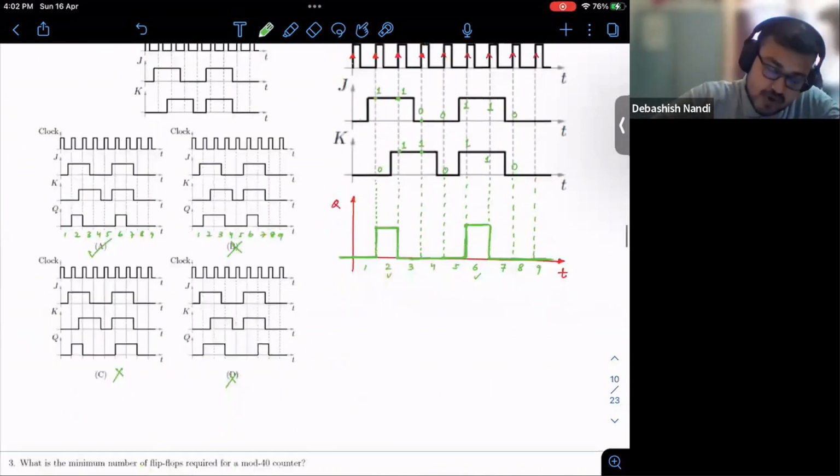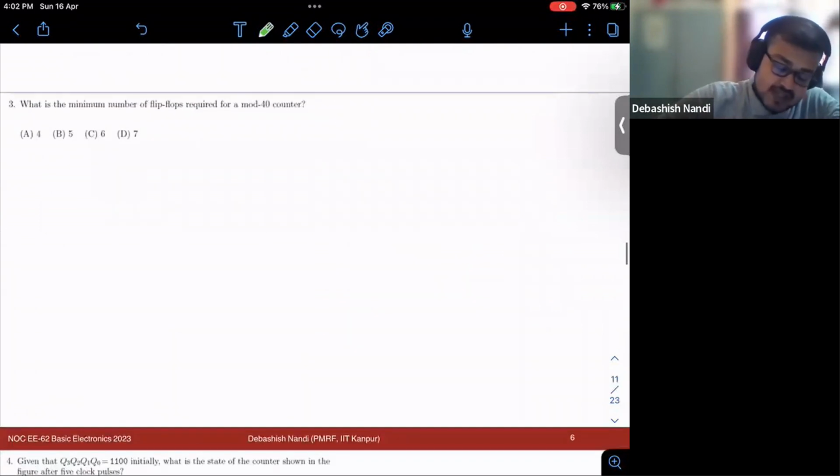Okay. So let's move on to the next topic. What is the minimum number of flip-flops required for a mod 40 counter? Fine.